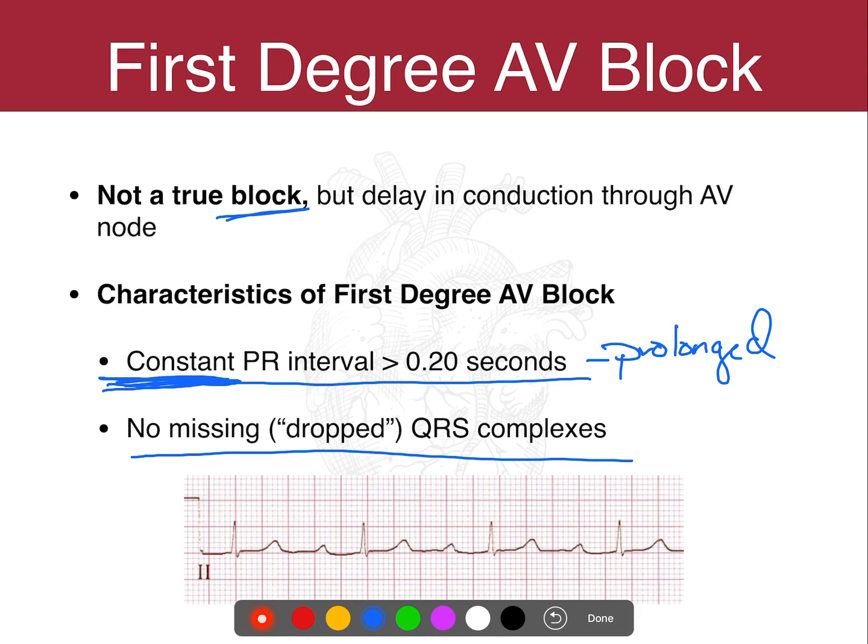So as you can see in the example below, the PR interval, which should be no greater than 1 large block, is almost 2 big blocks here, or 9 small blocks in duration. That is prolonged. Now, if you were to compare that to each of the other ones, you would see that they have the exact same duration, and so that PR interval is constant. You'll also see that after every P wave, we get a QRS complex. There are none of them missing, and so this is our definition or characteristics of first degree AV block and how we can identify it.